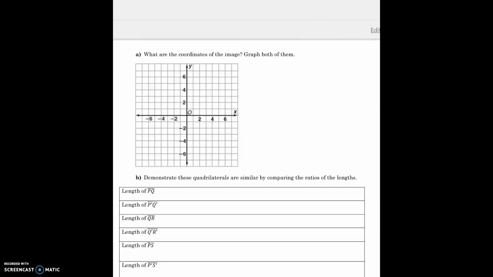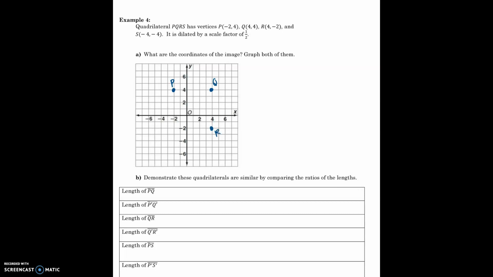So we have (-2, 4), (4, 4), (4, -2), and (-4, -4), and connect our points. So for P, we have (-2, 4), Q (4, 4), R (4, -2), and S (-4, -4).